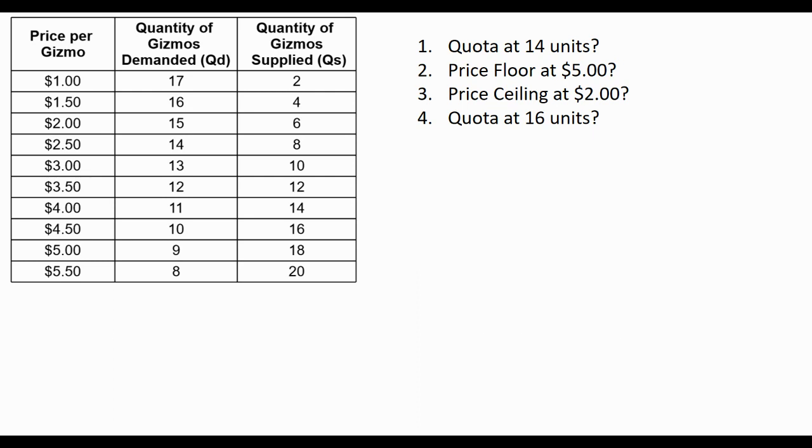Okay, so here's an example. If we just look at the numbers, if I said there's a quota at 14 units, and I'm going to use the green here. So if we put the quota, let's first look at equilibrium. Equilibrium is right here at 350, and 12 and 12, right? So if we put a quota at 14, and if I were to graph that, and this was at 12, isn't 14 over here?